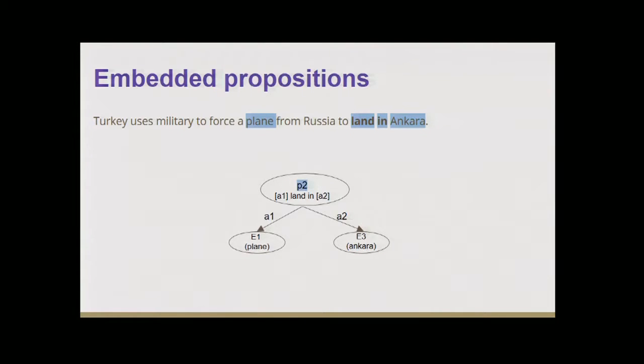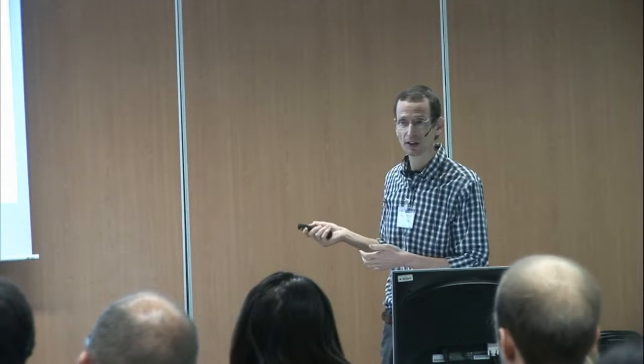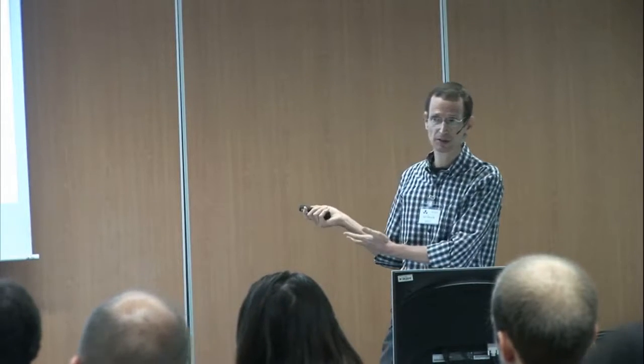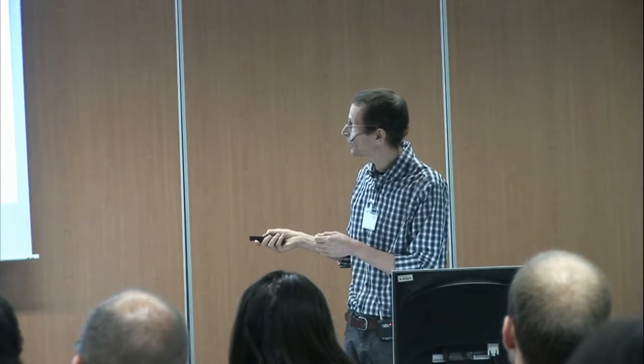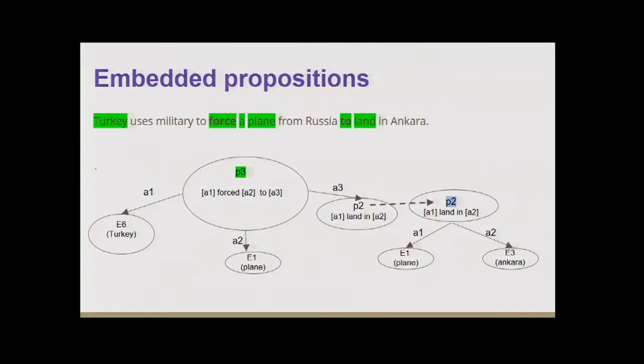Now, I won't spend much time on this, but there are a couple more complex cases you have to deal with for propositions. One of them is that propositions can be embedded. For instance, here, Turkey used military to force a plane to land in Ankara. One proposition is the landing event. This sentence does tell me the proposition that the plane landed in Ankara. But this proposition is embedded in another proposition, that it was forced to land in Ankara. So the landing event was actually a proposition on its own.